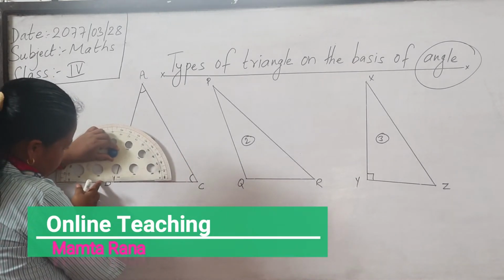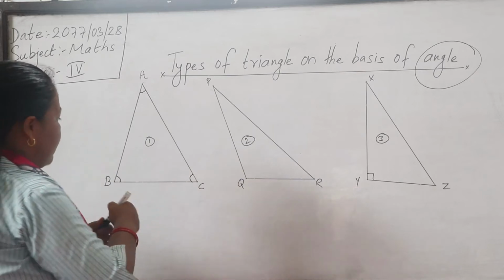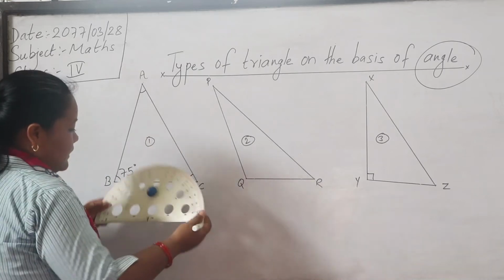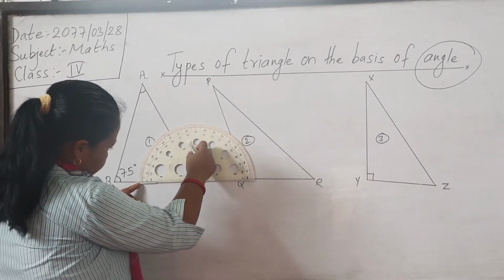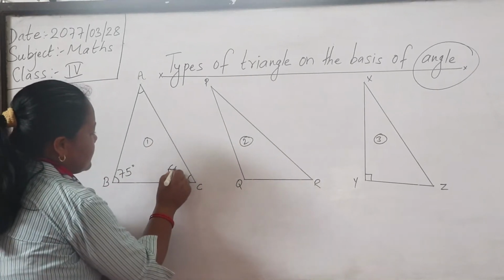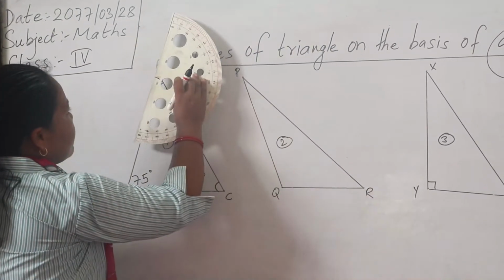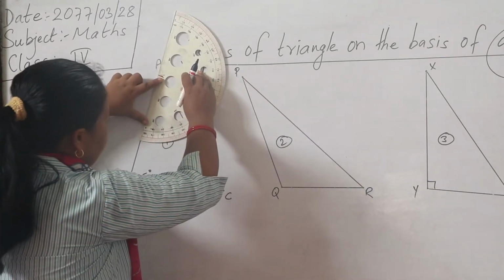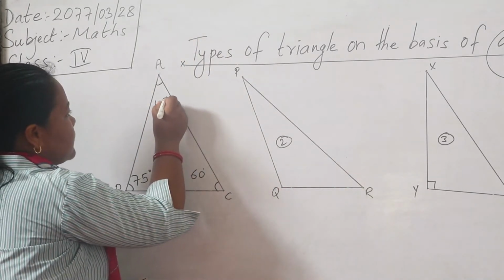Angle B, how many degrees is it? Angle B is 75 degrees. Okay, and let's measure angle C with the help of a protractor. Yes, this angle is 60 degrees. And let's measure angle A. Yes, this is 45 degrees.